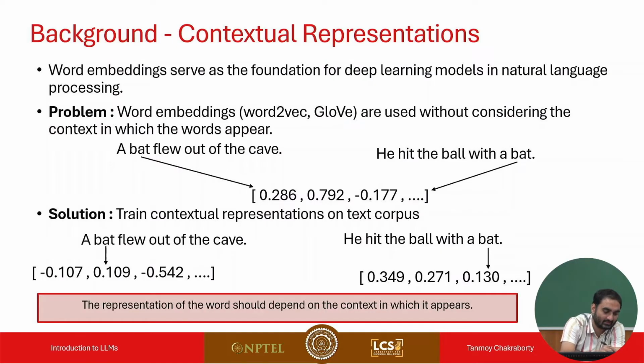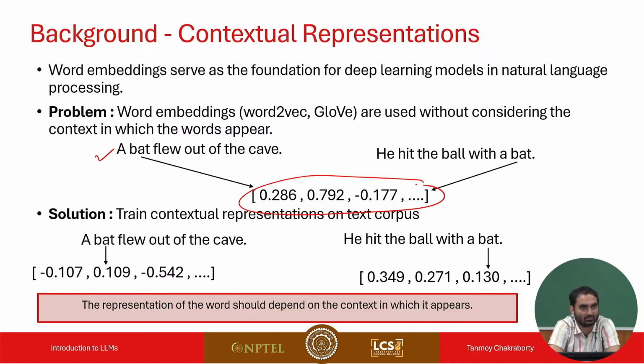Let's take another example. A bat flew out of the cave. He hit the ball with a bat. Again, the two positions of the word bat, the two contexts of the word bat, are different. If you use the same embedding to represent this, you will not be able to do the proper processing of it.